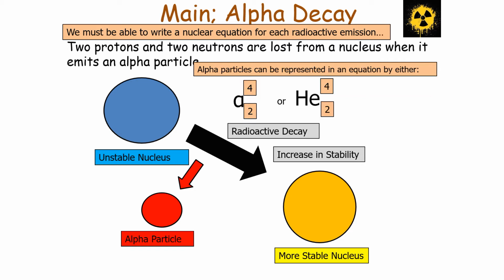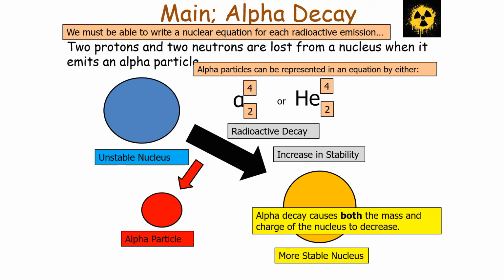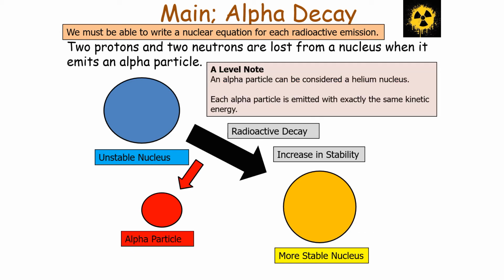Now we can represent alpha particles with either the symbol alpha 4, 2 or the symbol helium 4, 2. Just remember the 4 here represents the number of protons and neutrons, the 2 represents the number of protons. Alpha decay causes both the mass of the nucleus and the charge of the nucleus to decrease. As a little bit of a note, an alpha particle can also be considered as a helium nucleus, and each alpha particle is emitted with the same kinetic energy.